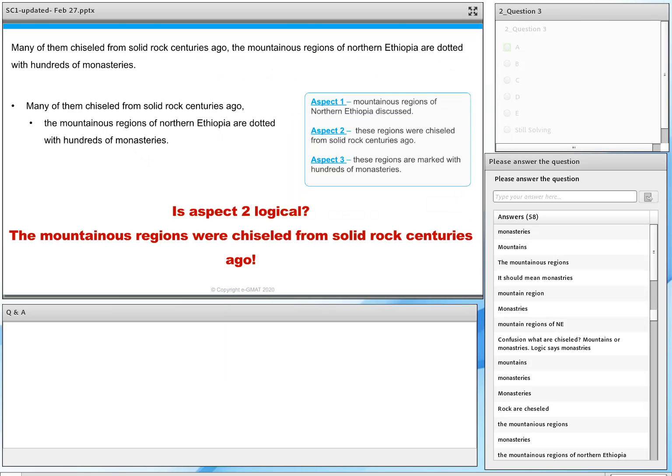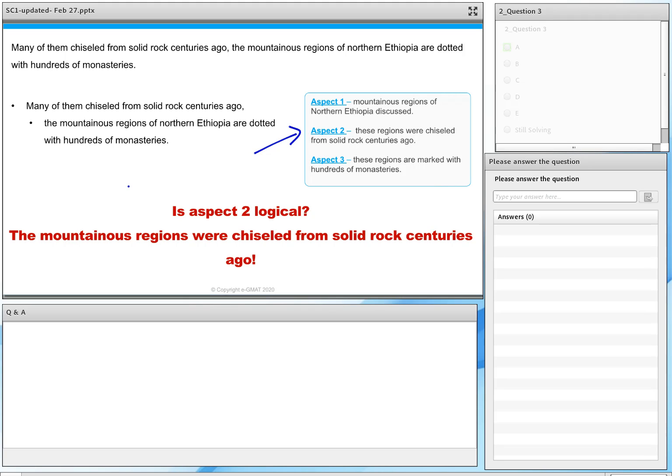The sentence is saying that it is these regions that are chiseled, or that are chiseled from solid rock. Now, let me ask you this. Does it make sense to say that mountainous regions are chiseled from solid rock?